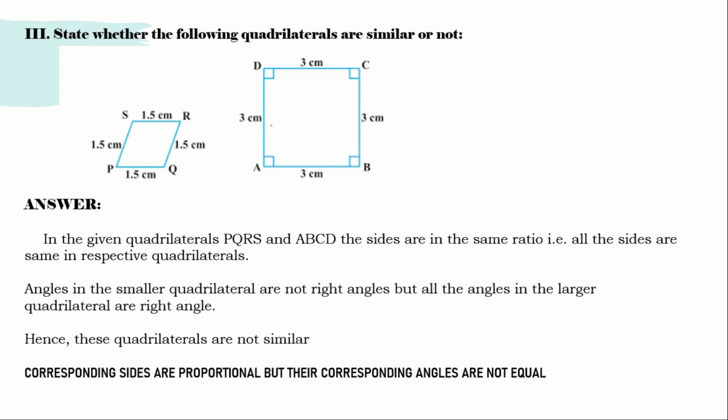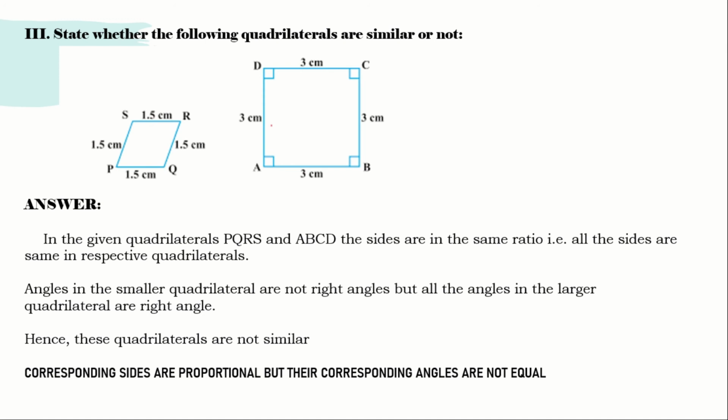You can see here PQ by AB is 1.5 by 3. QR by BC is also 1.5 by 3. RS by CD is also 1.5 by 3. Likewise, SP by DA is also 1.5 by 3. So all sides are in the same ratio.